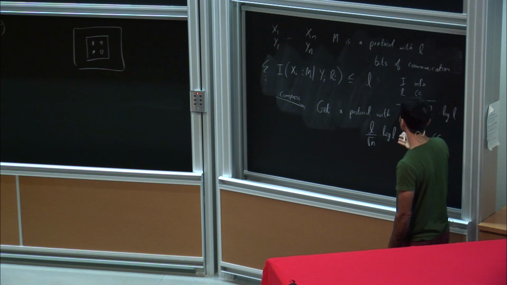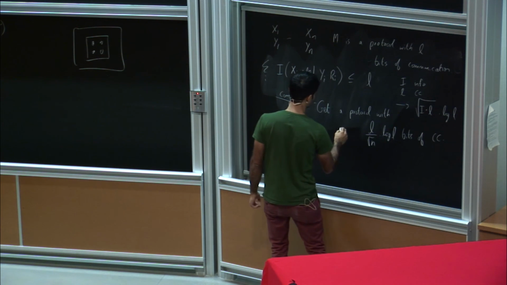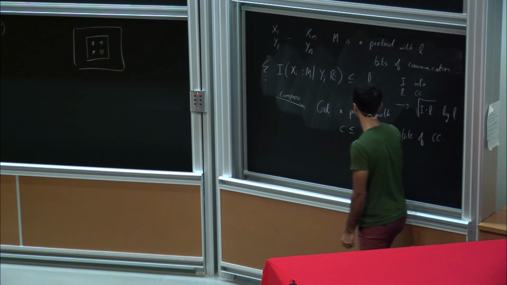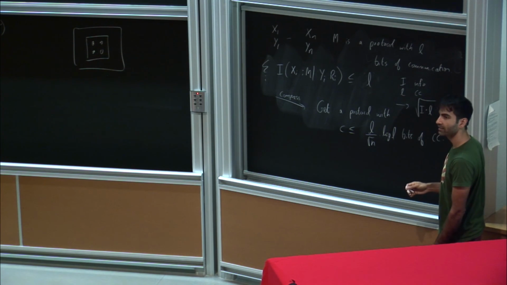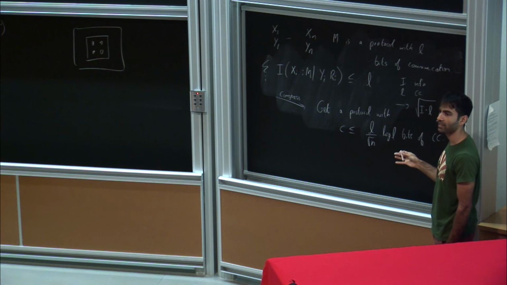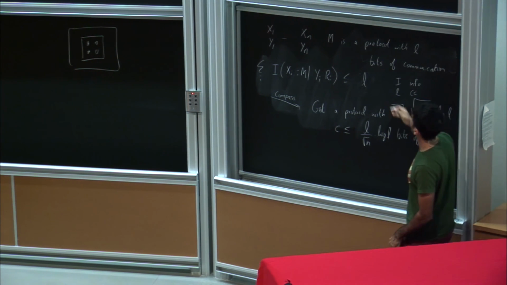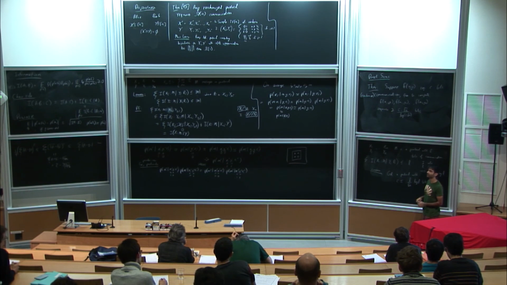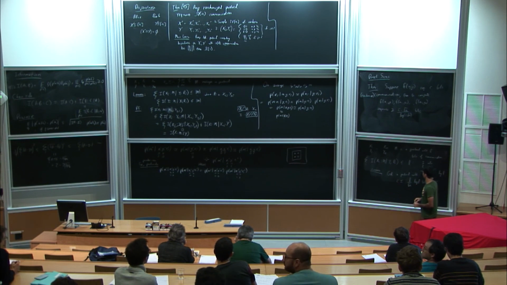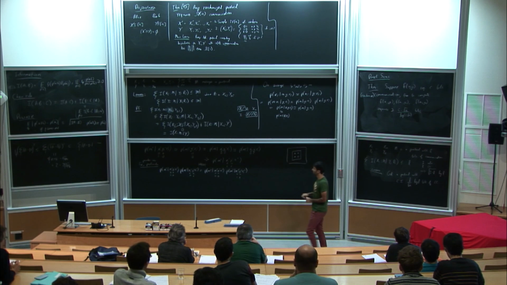And then when you plug this back in, what you get is that this number must be at least C, because that's how much communication it takes to compute the function f, and that proves the bound that I wrote there.